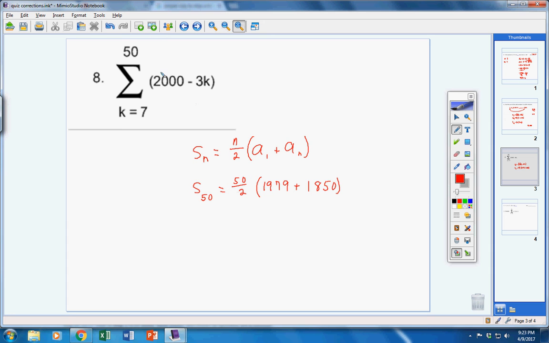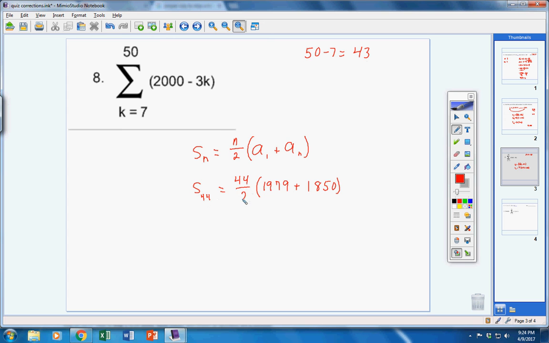Well, Mr. Earhart, that's right, there's a 50 right here. Yeah, if this was a 1, then it would be okay. Then it would be okay to put a 50 because we'd have 50 numbers in our sum. But we don't have 50 numbers. We're starting at 7, ending at 50. So remember, you take 50 minus 7, and that gives you 43, and then you add 1, so we have 44 total numbers.